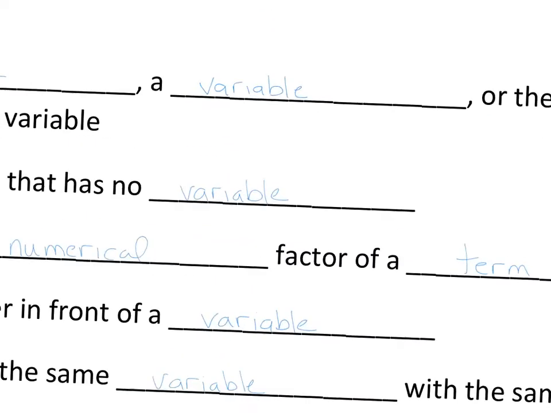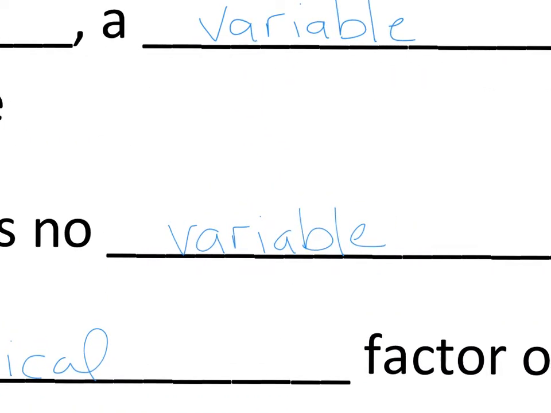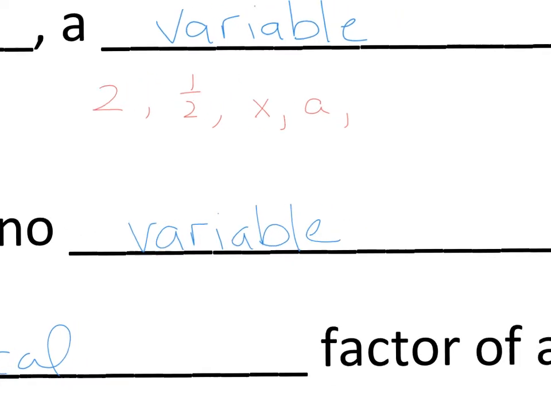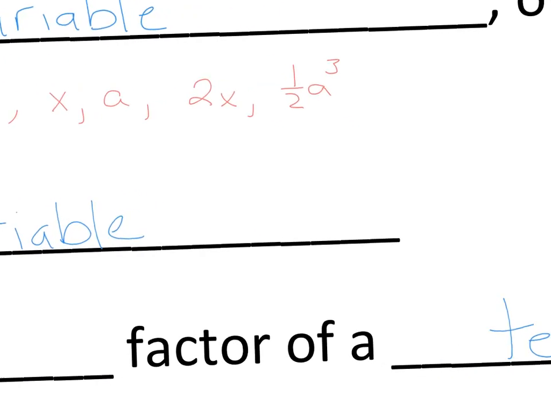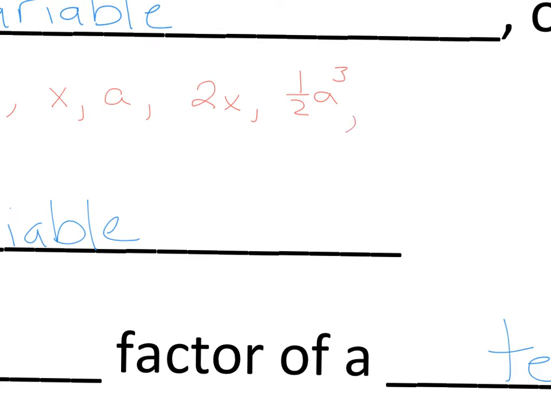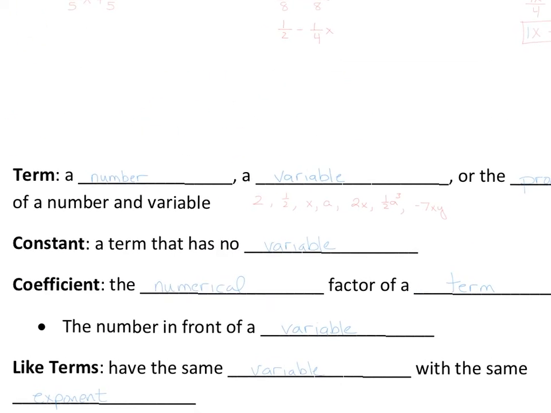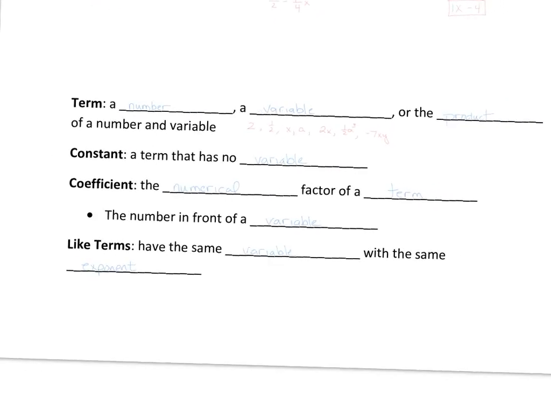So if we're thinking about this a little bit, some examples of a number would be 2 or 1/2, a variable, x or a, or when you multiply them together. So I could have 2x, I could have 1/2 a, and then exponents would be fine. You can do that because exponents are technically multiplication. It could be -7 and then x, y, so there could be 2 variables there as well. So that's what a term is, a number, a variable, or when I multiply the 2 together.